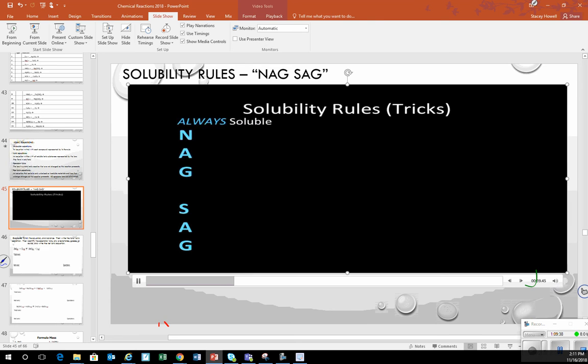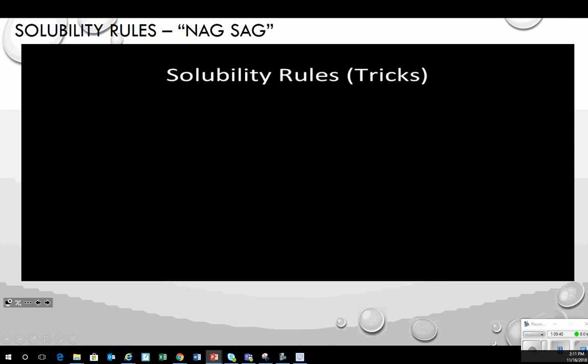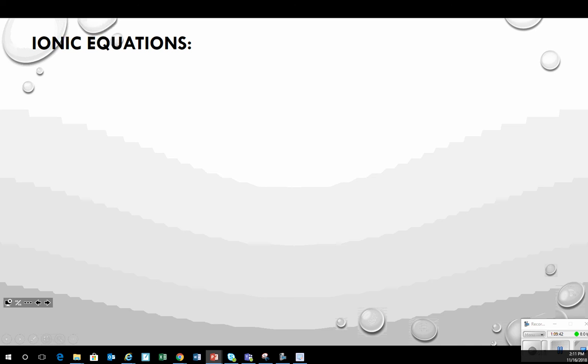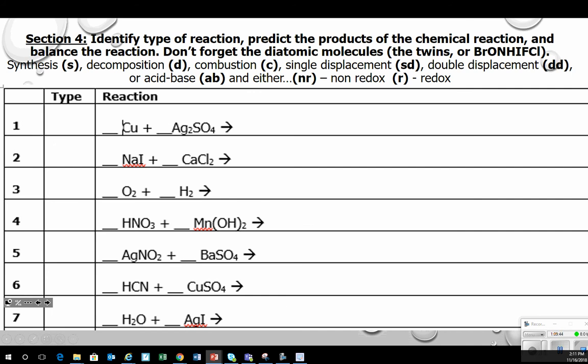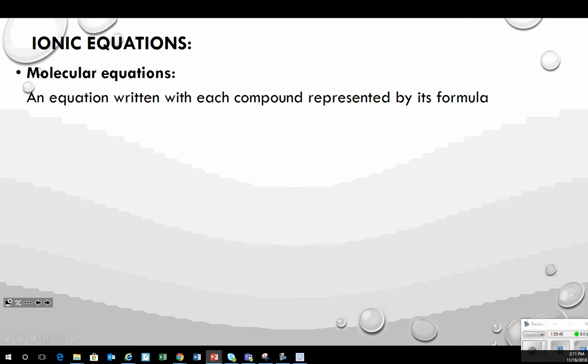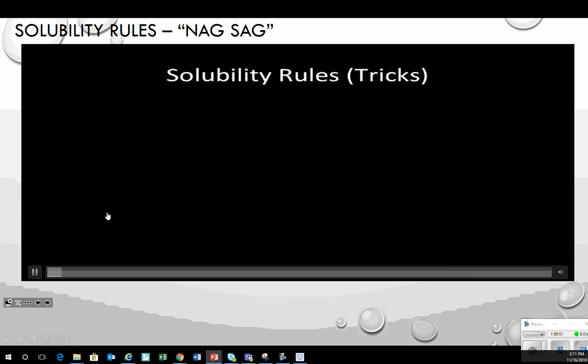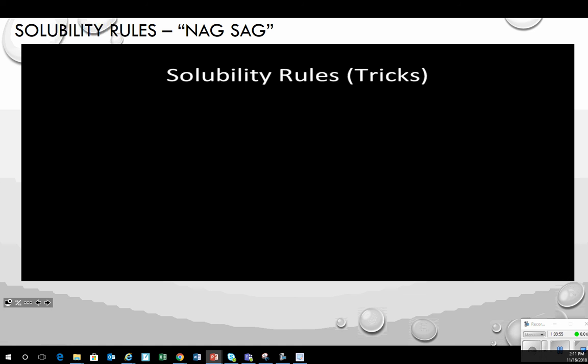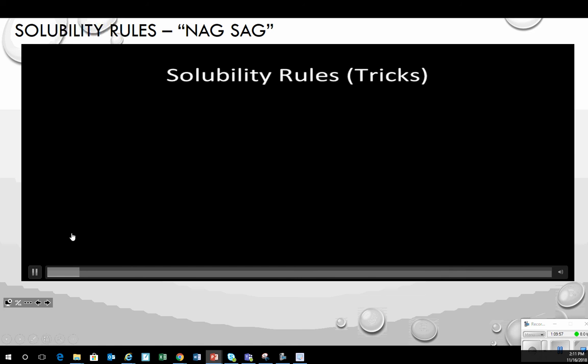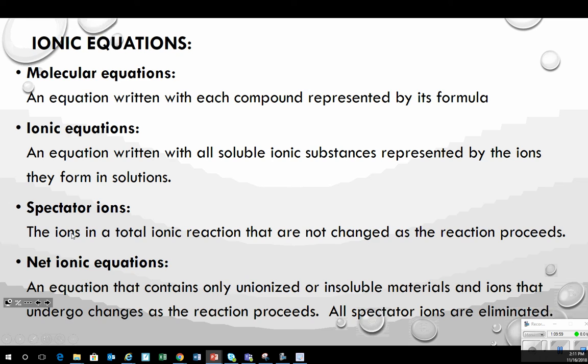So the way to remember... Sorry, let me just start that. Try it again. I was trying to be helpful and it's not working. Your solubility rules really easily, and my name's Shilpa. So the way I remember solubility rules is to think... It's not letting me.